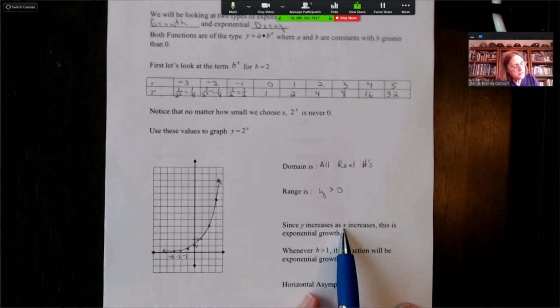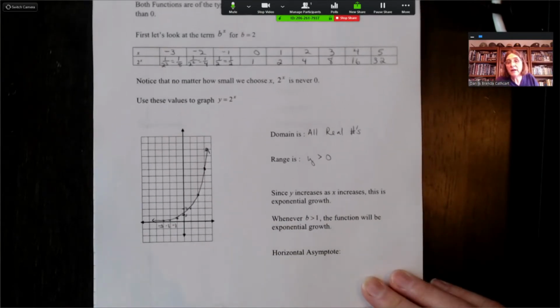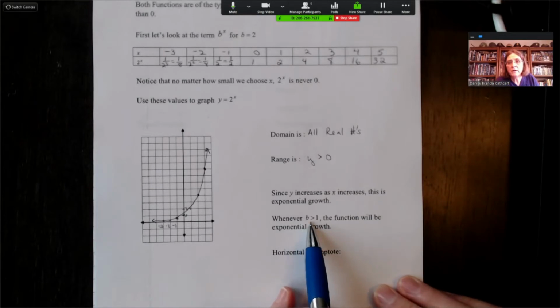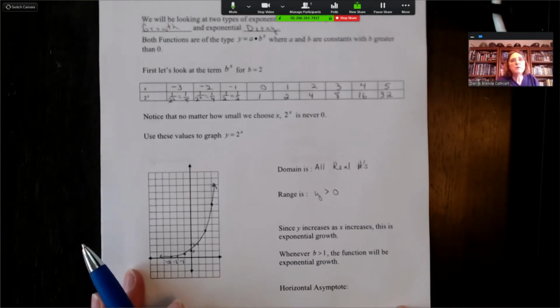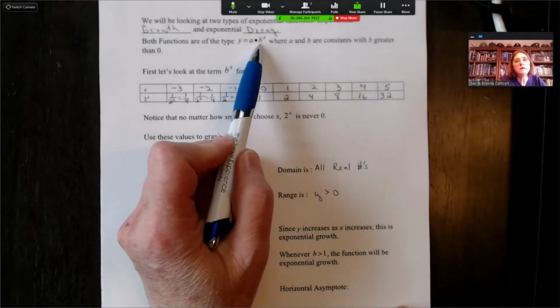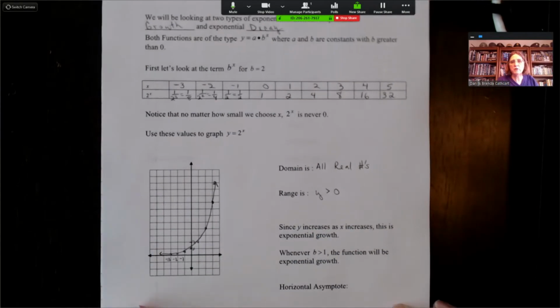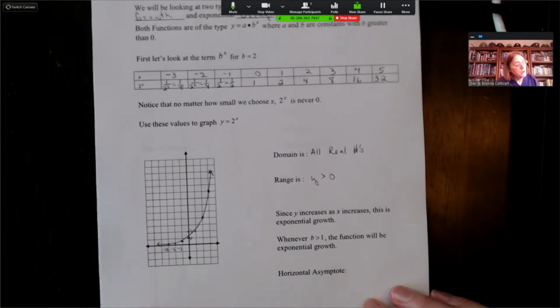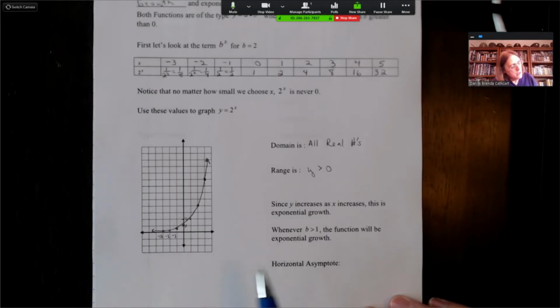Since y increases as x increases, we call this exponential growth. And this is going to be the case whenever b is greater than 1, the function will be exponential growth. So as I'm looking at this term here for b, if it's greater than 1, we're going to have an exponential growth graph. Okay, one feature that this graph has, that all exponential graphs have, is a horizontal asymptote.